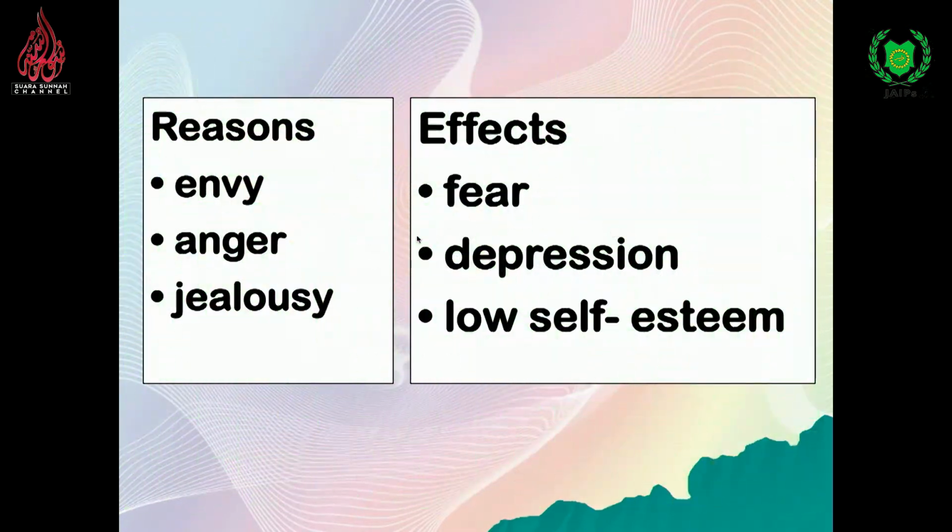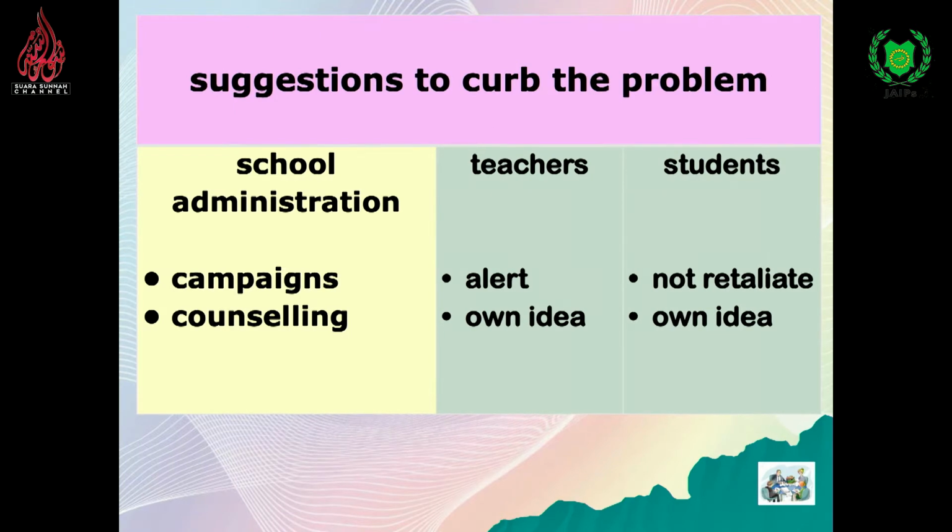Now, let's take a look at the content. Just now I told you that I always tell my students to number the content points. So, here we have 3 reasons for bullying. We have 3 effects of bullying. All right, so it's always good for you to number them so that you do not miss the content points. And then suggestions to curb the problem. For school administration, campaigns and counseling. For teachers, alert and own idea. For students, not retaliate and own idea.